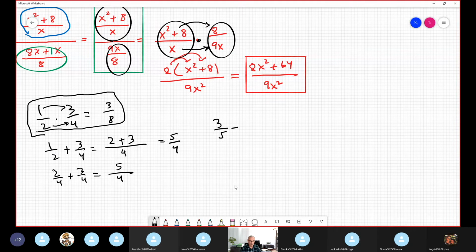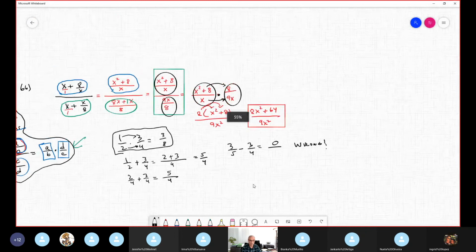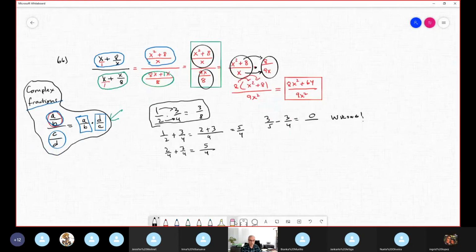3/5 minus 3/4. And the student said, well, professor, at least the top part is 0, because 3 minus 3 is 0. This is wrong. Do you understand this or no? No, you cannot combine like that. You find the LCD, get 20 in this case, and the rest, you know. Any question? Let's practice.